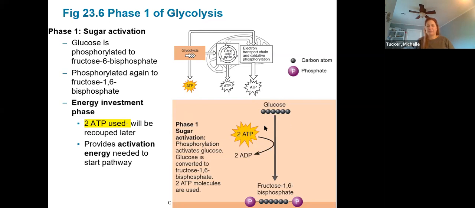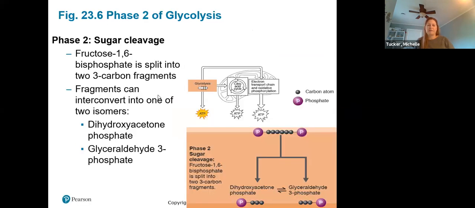So we're going to start with glucose. We have to invest or lose 2 ATP in order to start the process. Once we get to fructose 1,6-bisphosphate, then it is going to get cleaved into 2 3-carbon fragments. So you need to know that we invest 2 ATP, and then that gives us enough energy to break that 6-carbon into 2 3-carbon fragments.